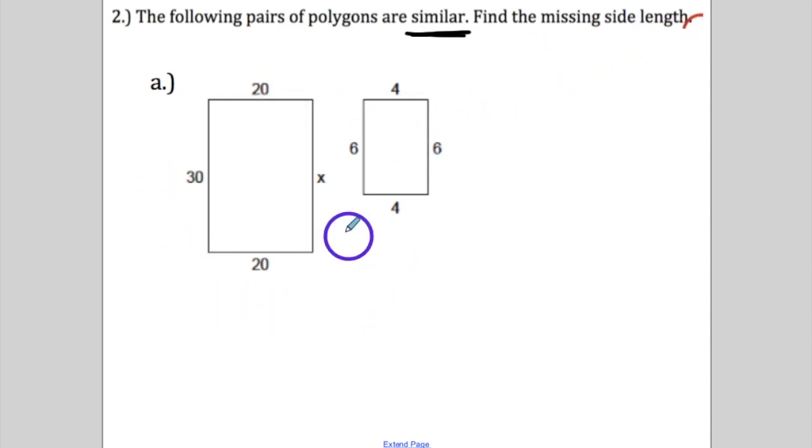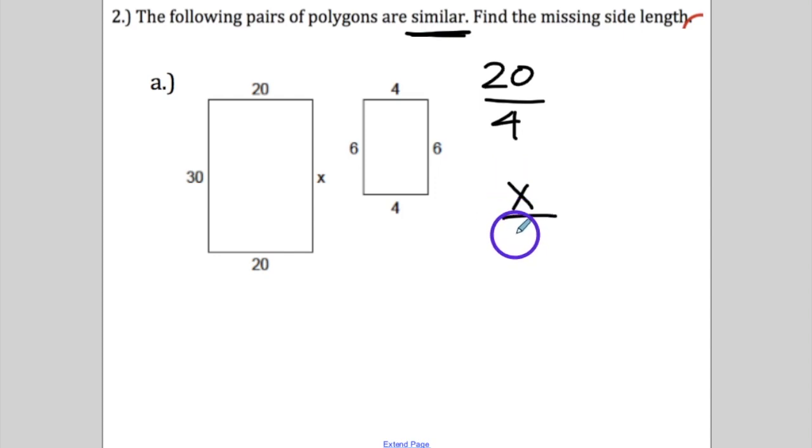So looking at this figure here, we have one side that's denoted with this letter X here. And so we need to see what we know about the rest of the shape so that we could solve for X. And so on our short sides here, we know that we have a ratio of 20 to 4. And we know that the other side needs to match up. And so we have an X and a 6.